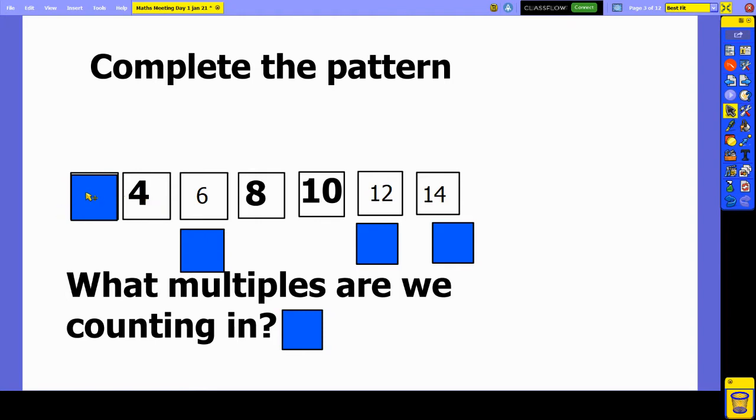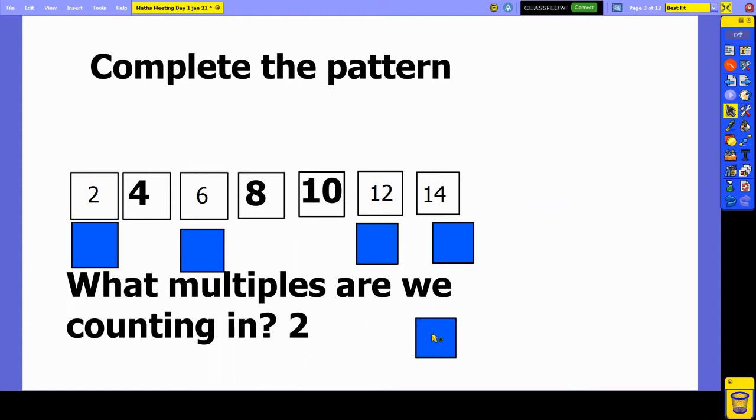Therefore, my first starting of my pattern is a 2. Let's double check. 2, 4, 6, 8, 10, 12, 14. What multiples are we counting in? Correct. We are counting in multiples of 2. Absolutely brilliant, guys. Well done.